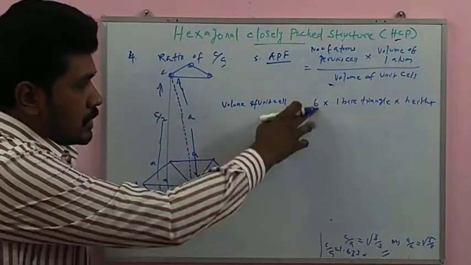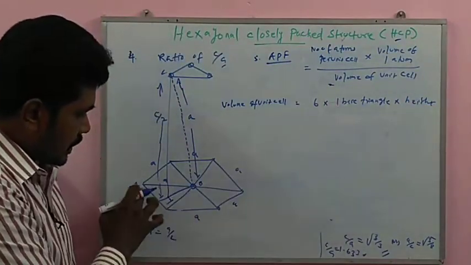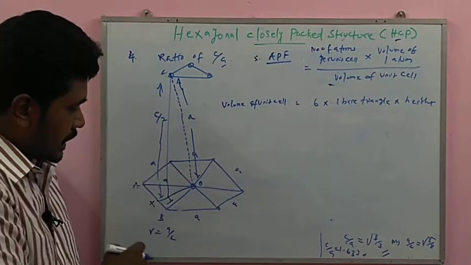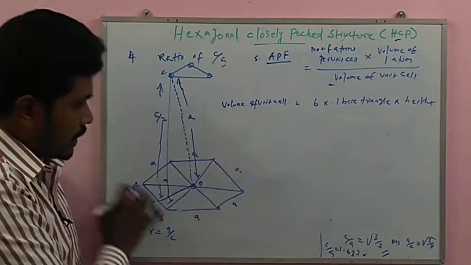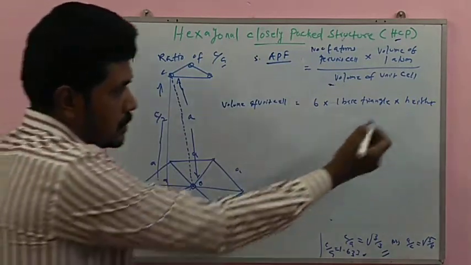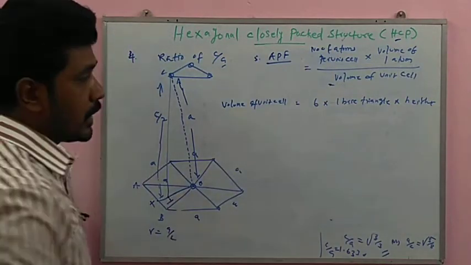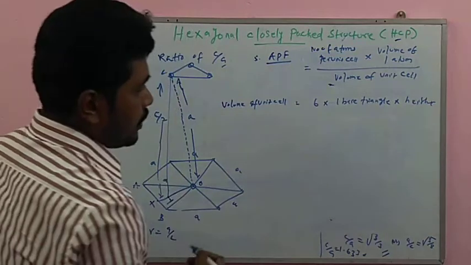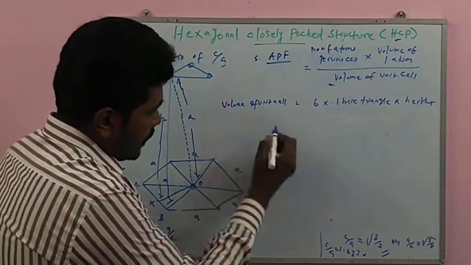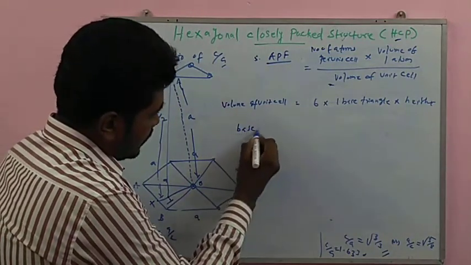Understand? So 6 into 1 base triangle, that is, 6 is having the 6 triangles. Now we find for 1 base triangle into height. Understand? Height is equal to C. Now we find the base triangle's value, the value of 1 base triangle.